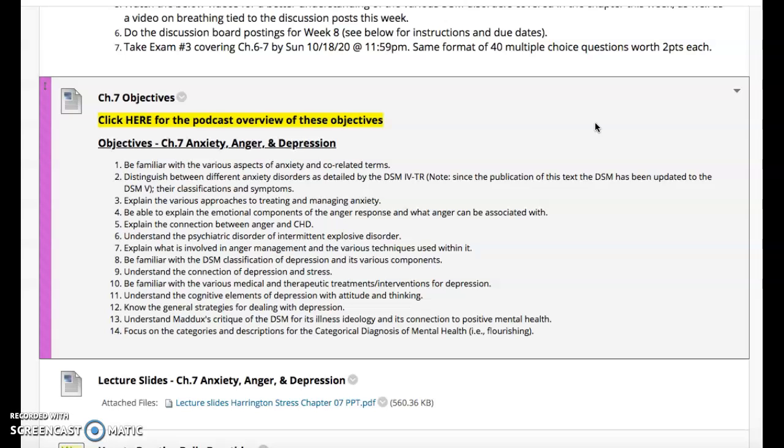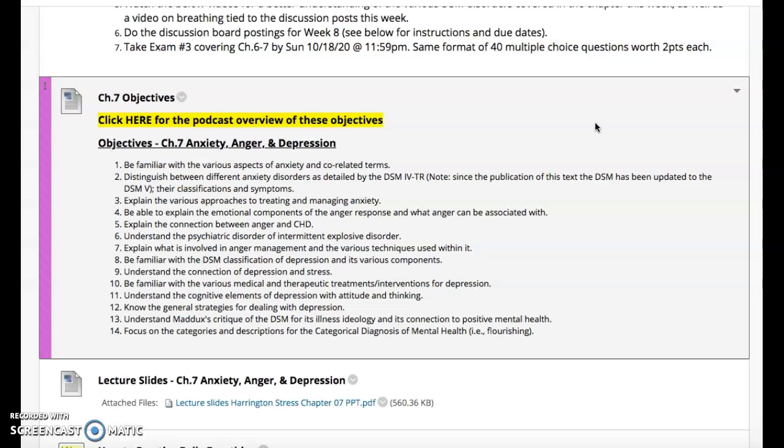Then we're going to dive into talking about anger, explaining the emotional components of the anger response and what anger can be associated with. And we'll be going back to some previous material that we talked about with the triggering of the fight or flight response, and how this is triggered when we are angry, and how the rise in anger today is contributing to diseases like heart disease. And so there's that connection between anger and coronary heart disease.